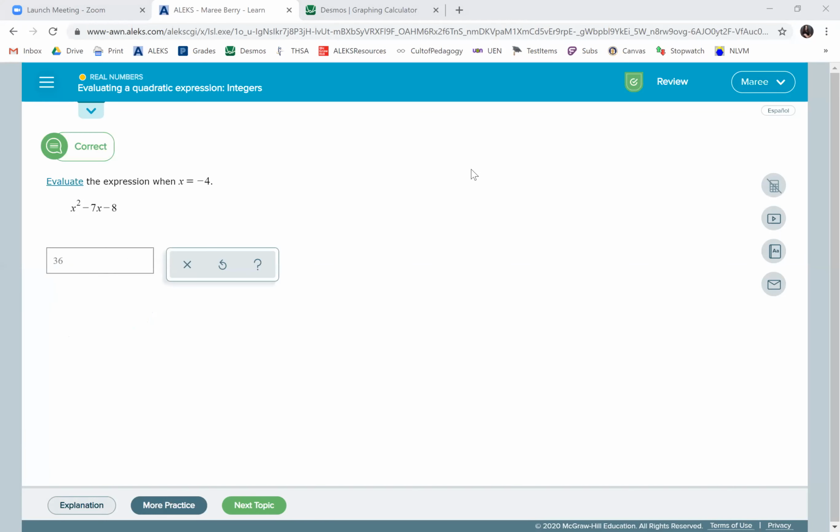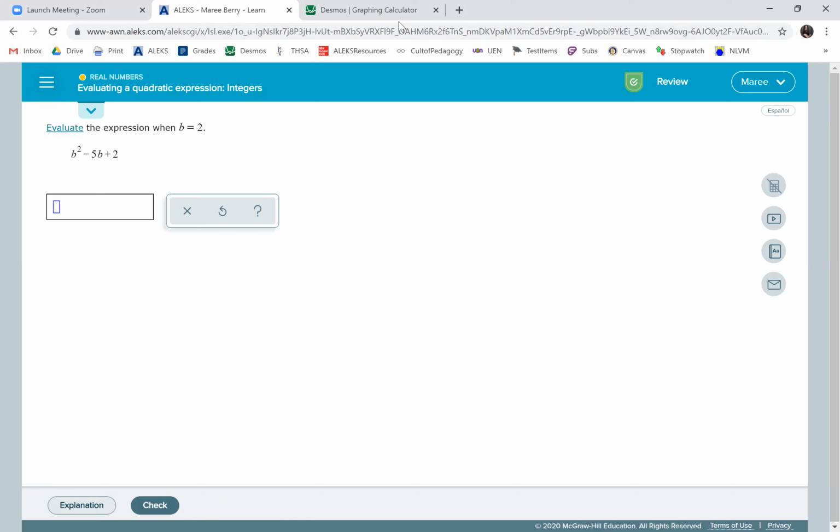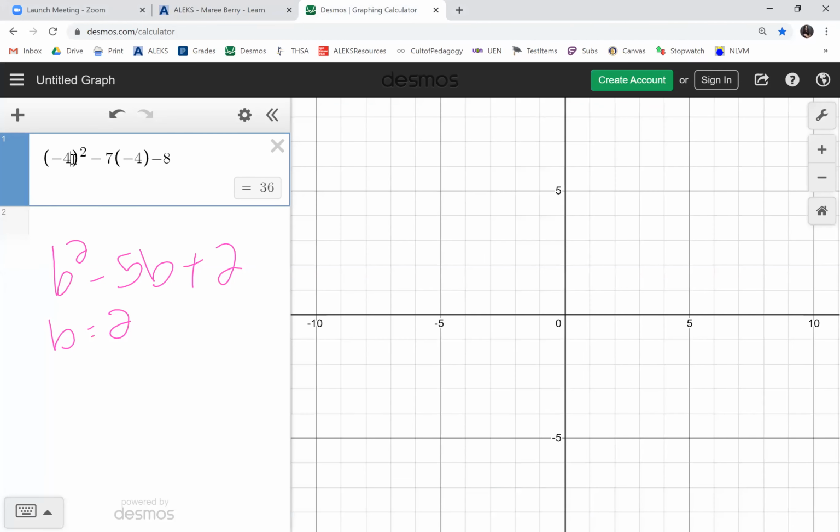Let's do one more. I kind of like using the Desmos because then I can just make sure that I am plugging everything in correctly. You just want to make sure that you're using parentheses everywhere where there's a variable. Equals 2. So let's see, we're going to plug in 2 here.